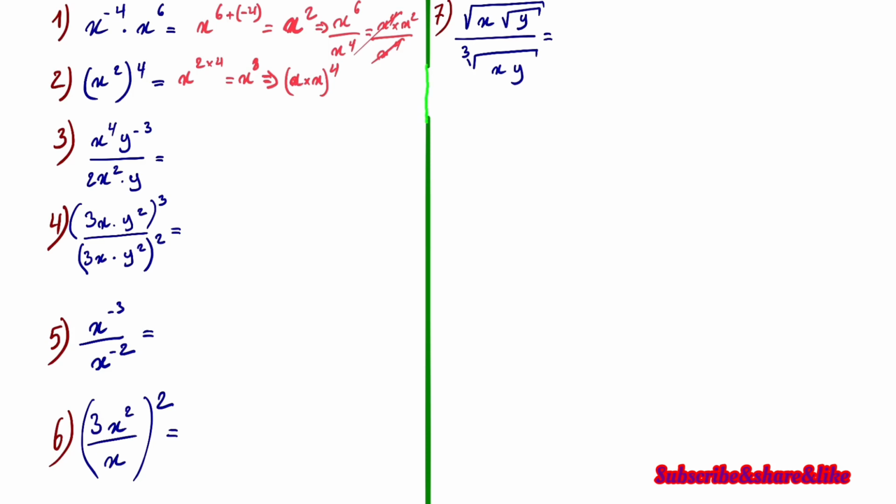Let's do the third one. If we have x to the fourth, multiplied by y to the negative 3 over x to the second, multiplied by y squared, y multiplied by y. This is really simple. It will be just x to the fourth over x to the second times x to the second, and if you see here, this is y to the negative 3.